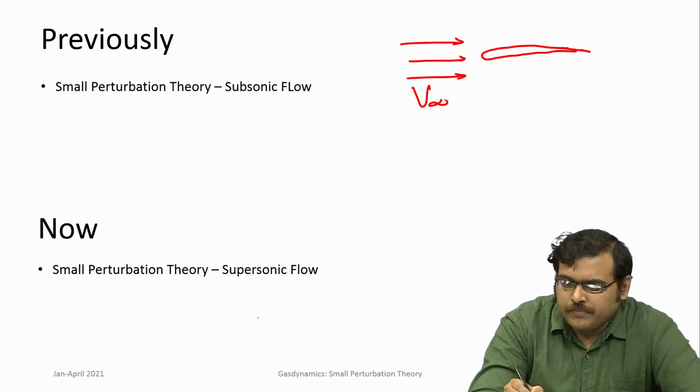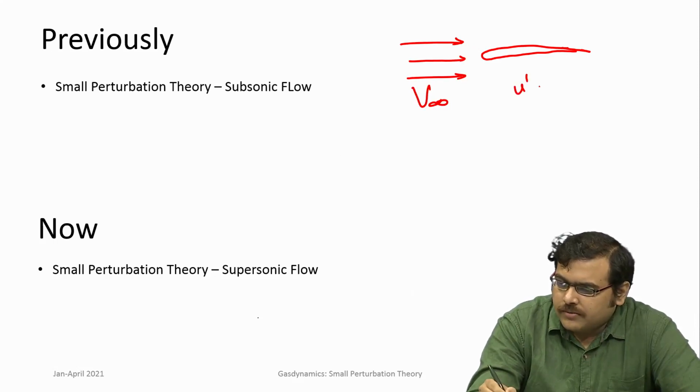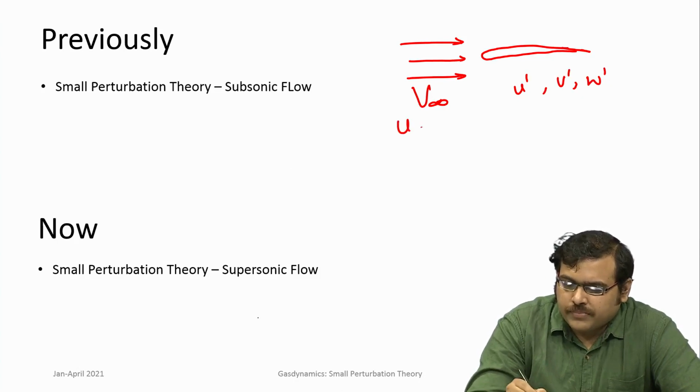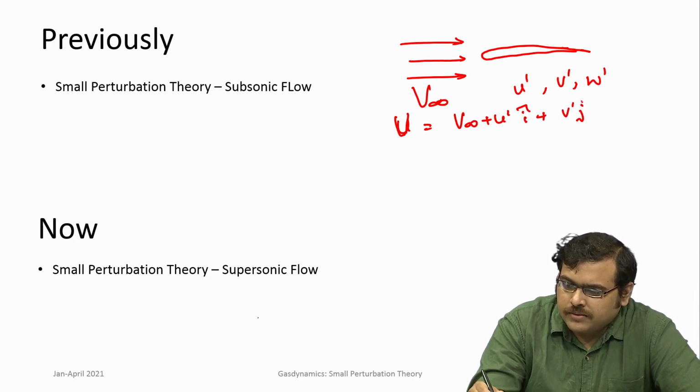nonlinear equation in full, to simpler linearized equations using small perturbations. That is, it is taken that a body in a flow, for example it can be a thin airfoil or a flat plate, produces very small changes to the uniform flow V infinity, that is we have u prime, v prime, w prime, they are very small changes. So, the velocity V is written as V infinity plus u prime i plus v prime j plus w prime k, and a perturbation potential was defined, which is u prime is dou phi by dou x, v prime is dou phi by dou y, and w prime is dou phi by dou z.